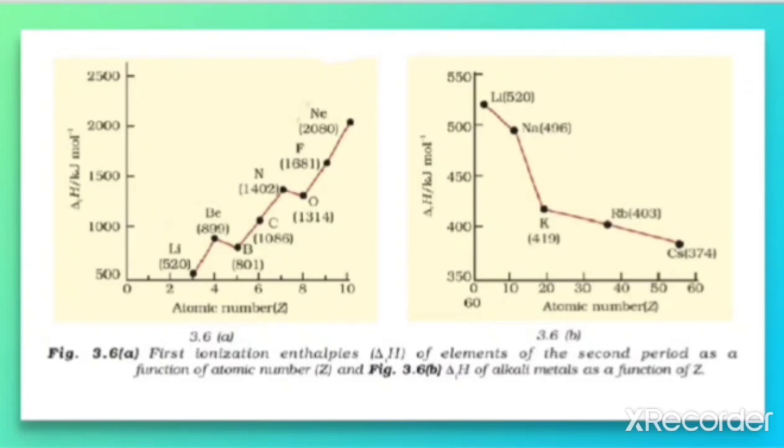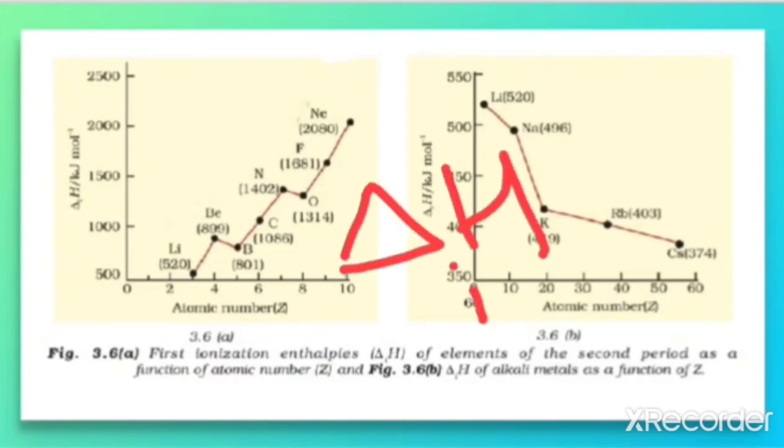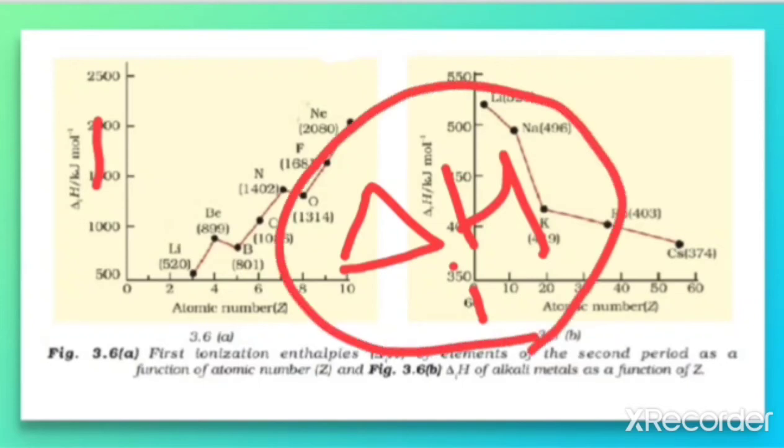Ionization enthalpy is represented as delta H, and here I. This is the representation of ionization enthalpy, and the unit of ionization enthalpy is kilojoule per mole. Because it is an enthalpy, we are going to discuss this type of representation in the chapter on thermodynamics. So ionization enthalpy is represented in this way.